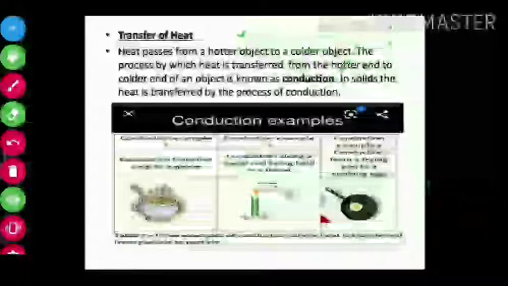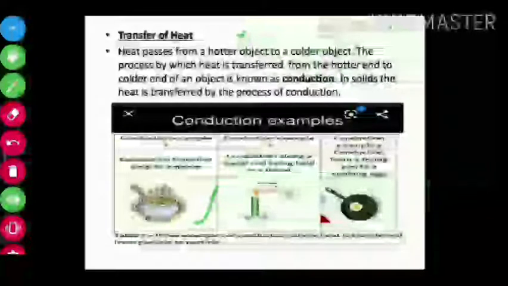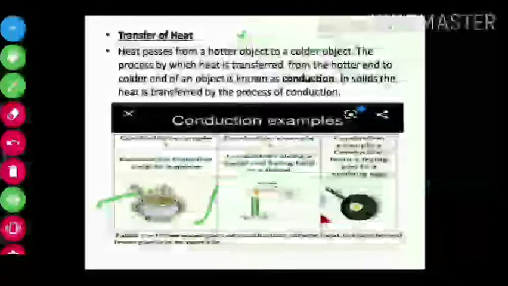Look at the first example. Hot soup is kept in a cup or bowl, and a spoon is dipped in the soup. The spoon is not hot at first, but after keeping it inside the soup for some time, the part of the spoon that is not inside the soup, if you touch this portion, what will you feel? Heat, or hot. This portion becomes hot.